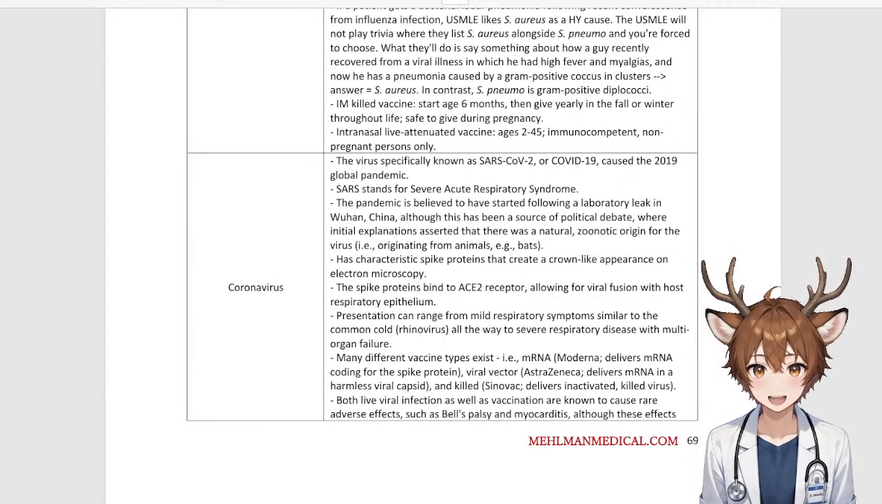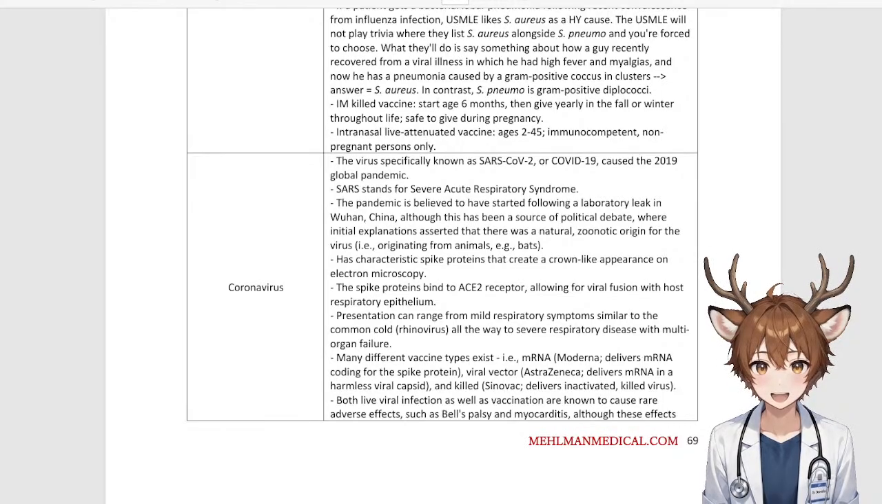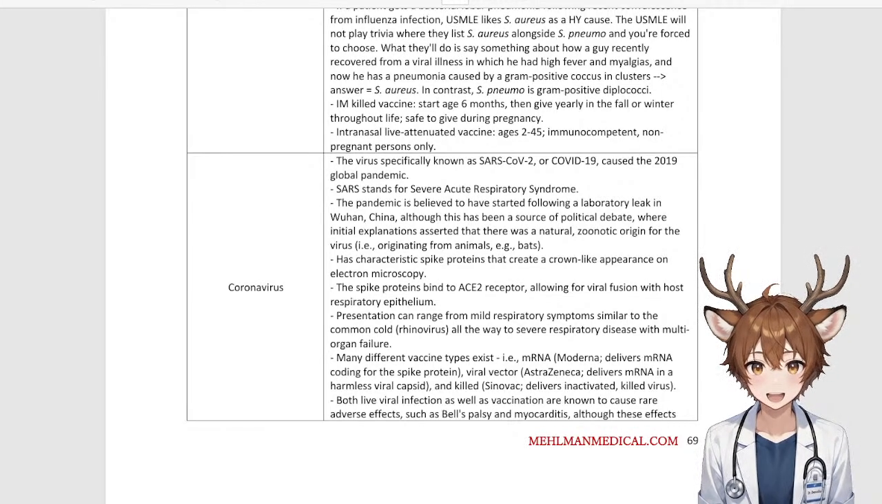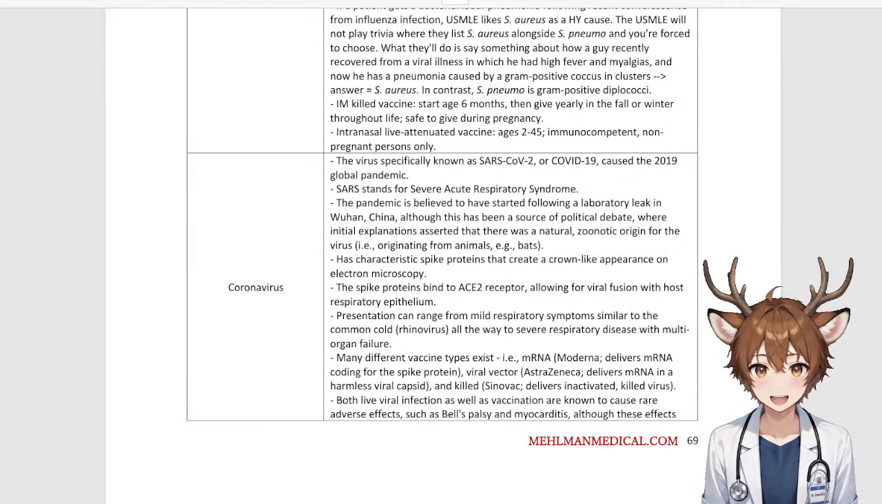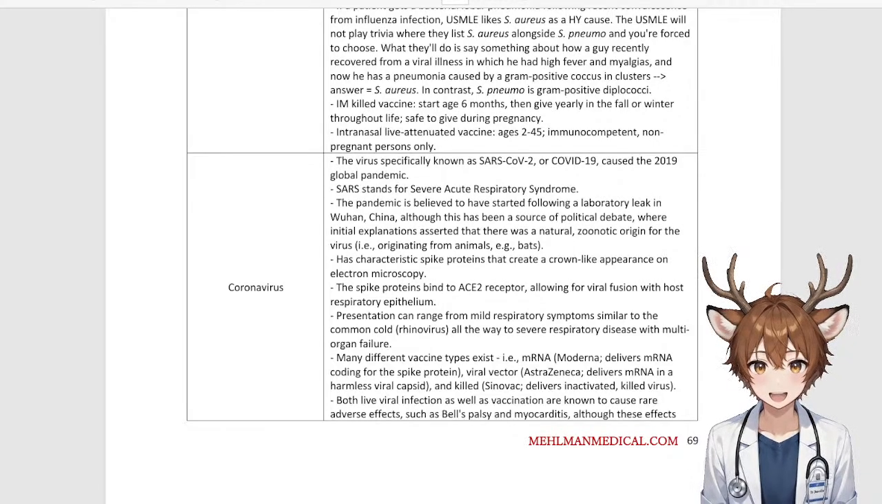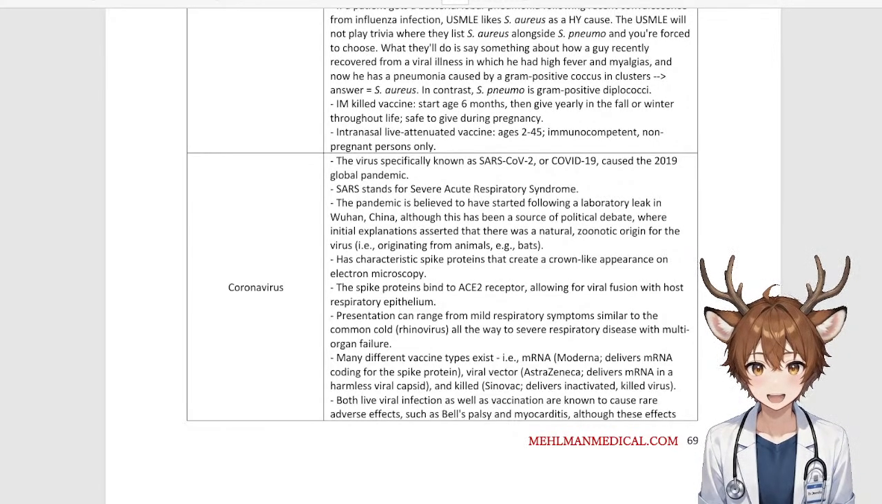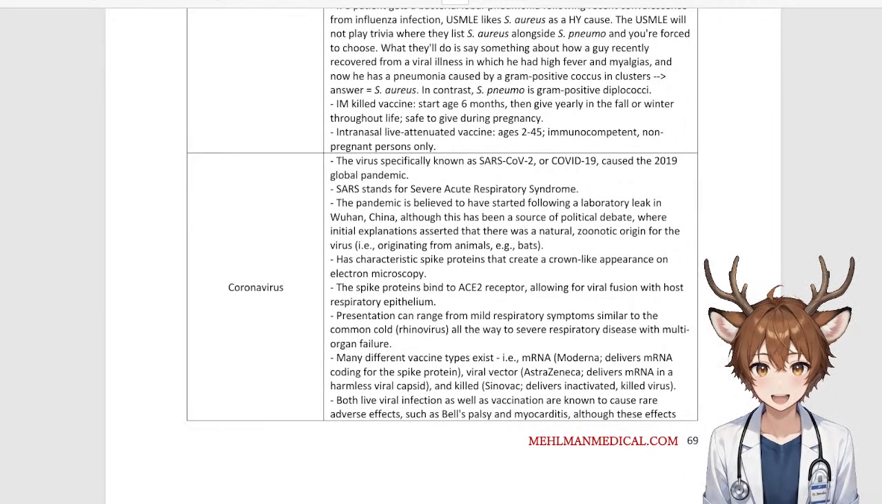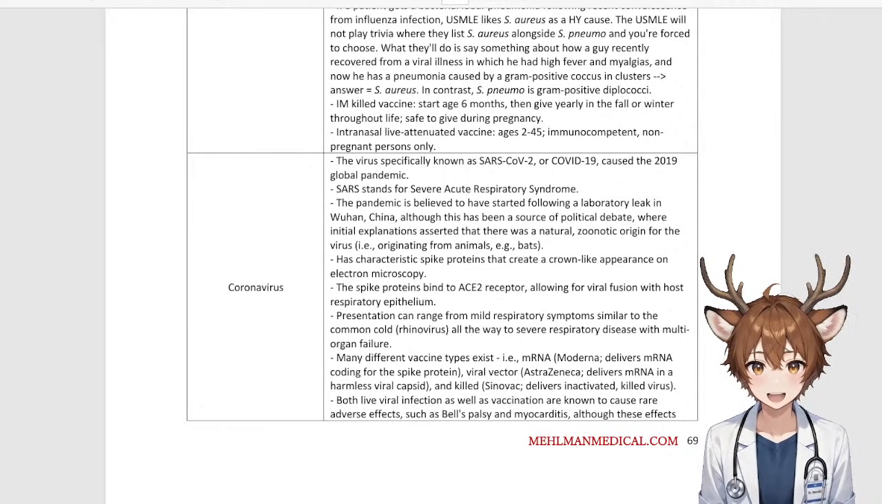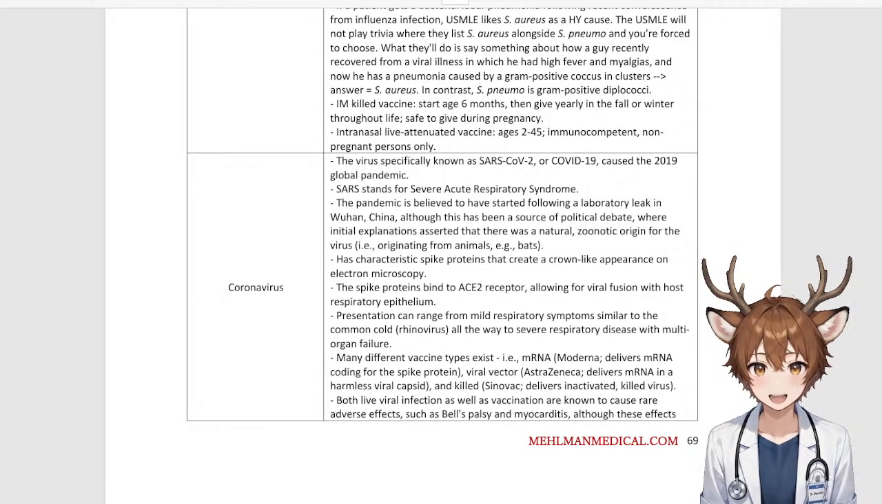Many different vaccine types exist: mRNA, where Moderna delivers mRNA coding for the spike protein; viral vector, where AstraZeneca delivers the genetic material in a harmless viral capsid; and killed, where Sinovac delivers inactivated killed virus. Both live viral infection as well as vaccination are known to cause rare side effects such as Bell's palsy and myocarditis.